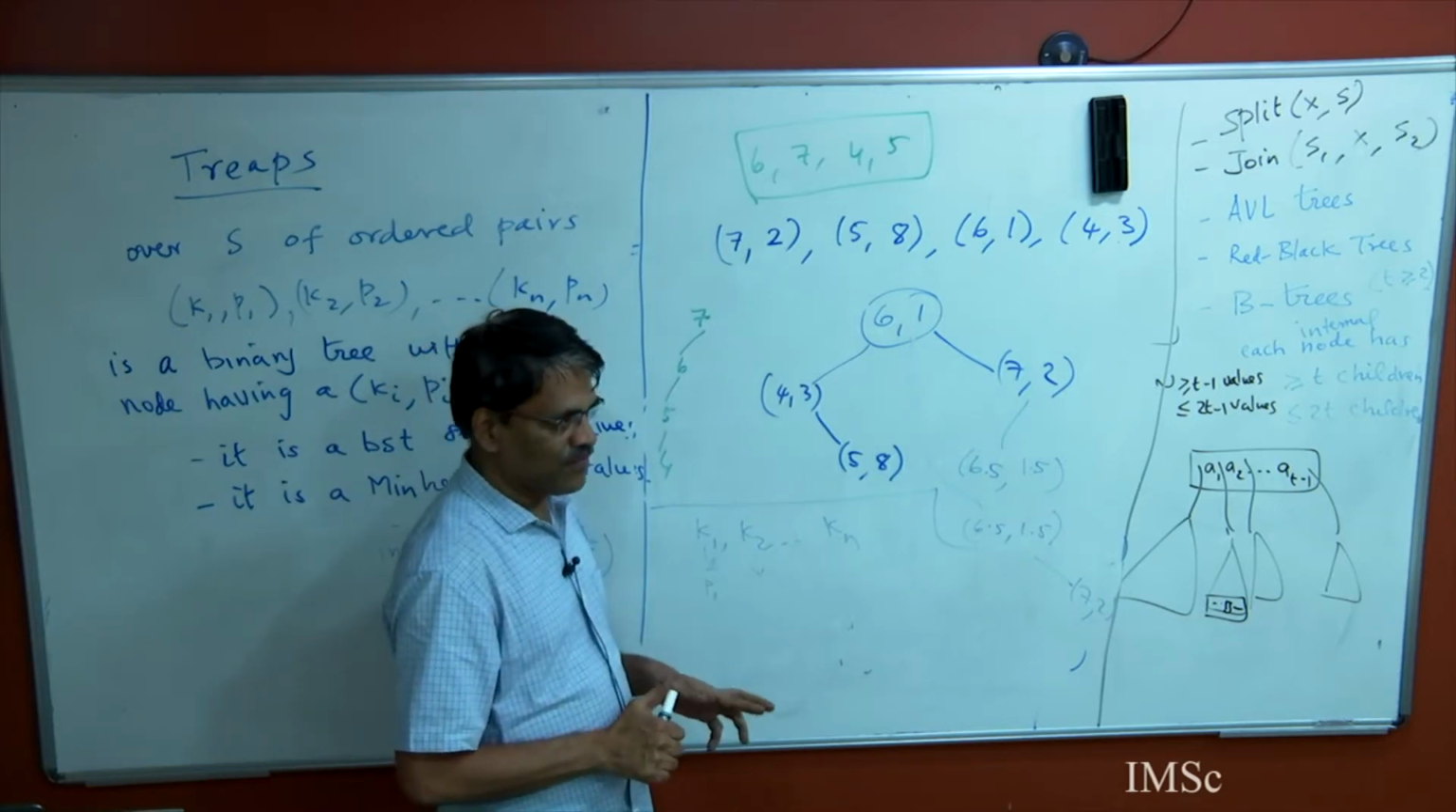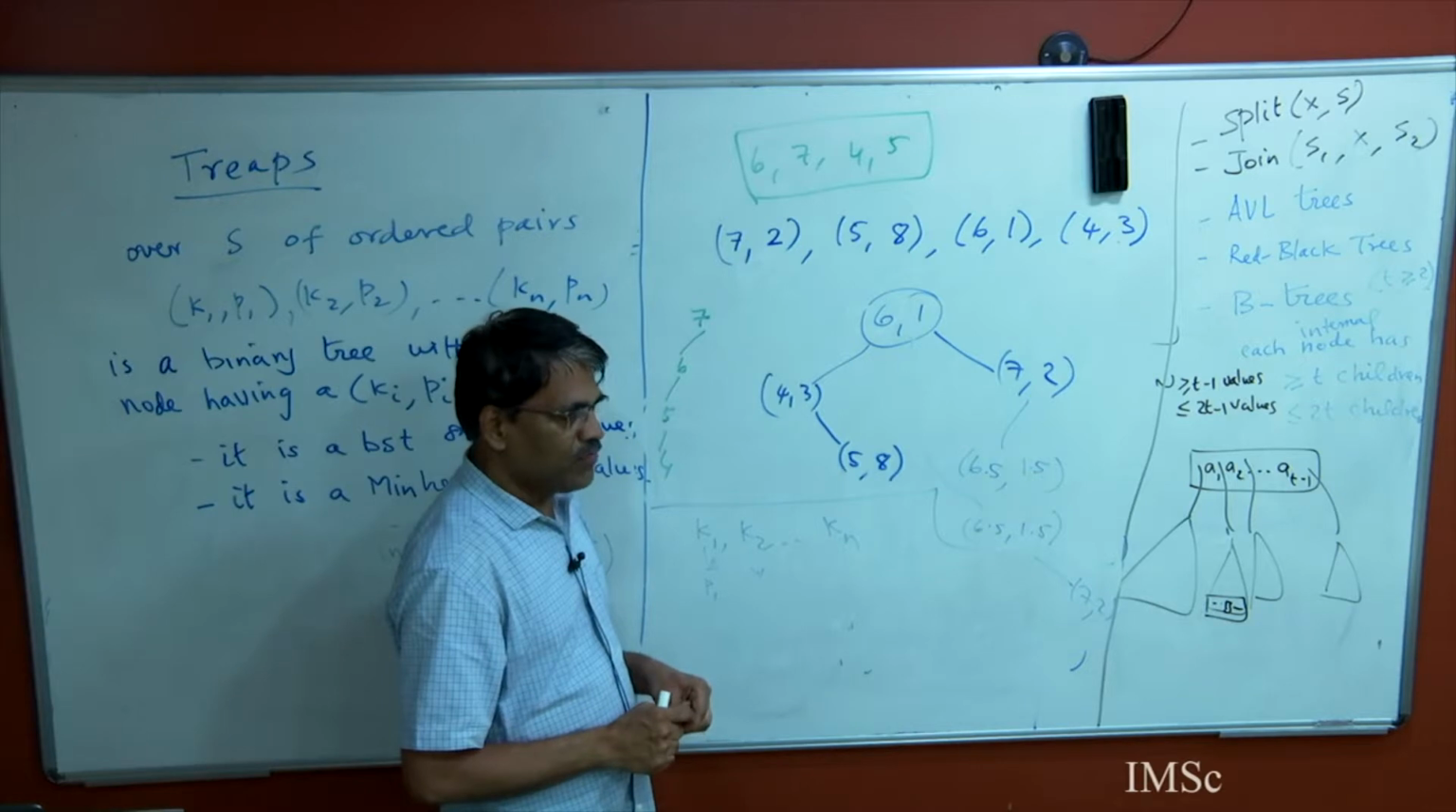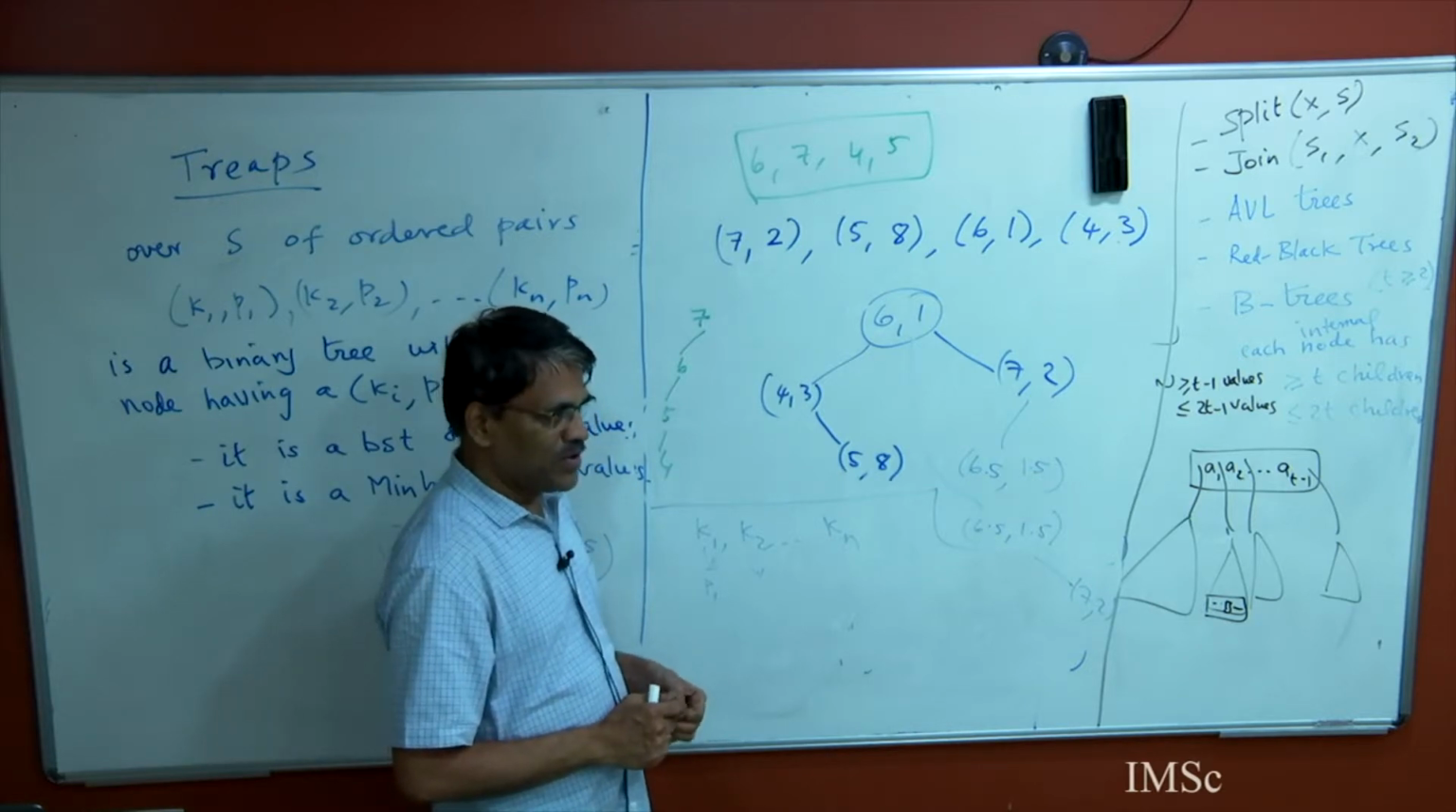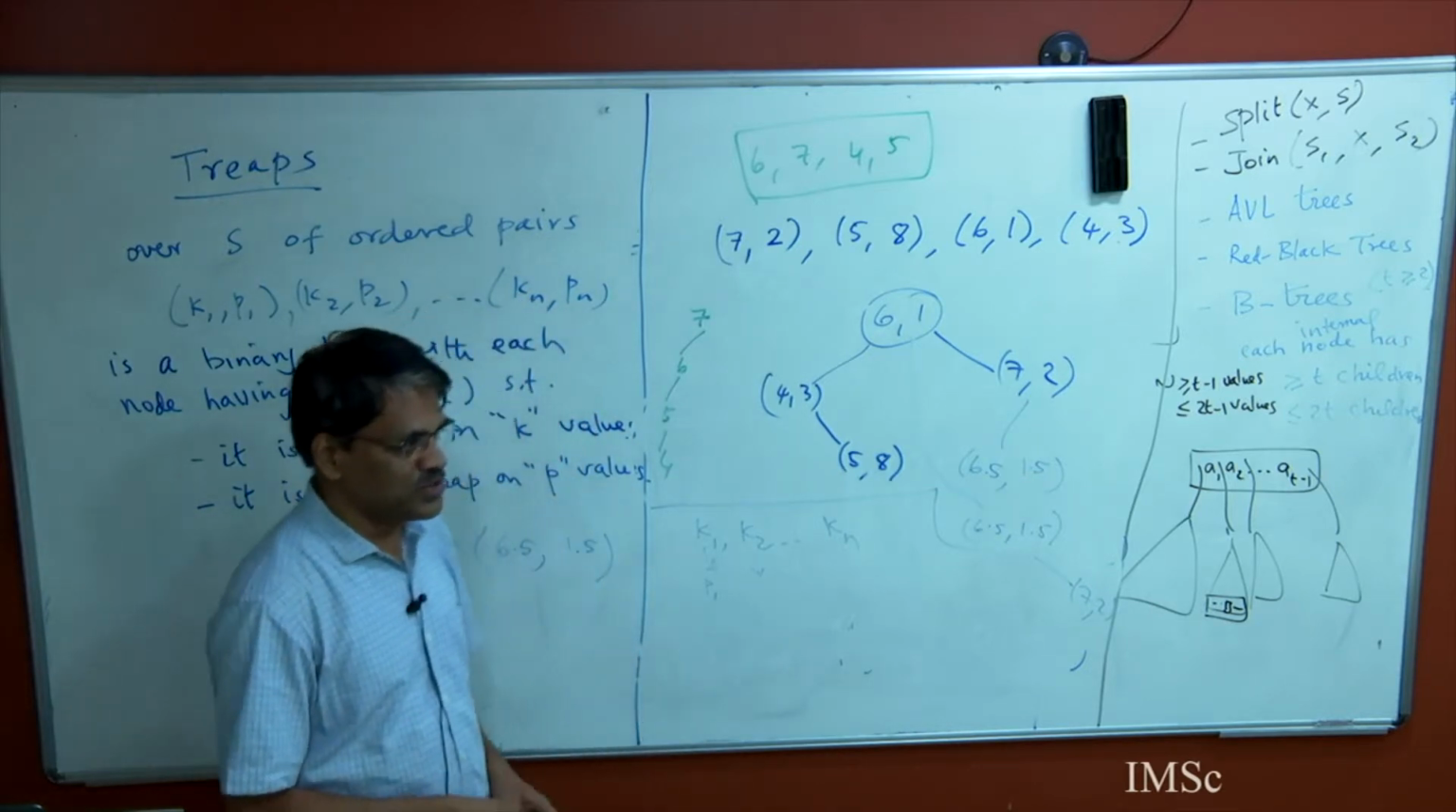Do we need to know the fixed length? I mean, how many keys we have? We don't need to know, because the priority is some random number between 0 and 1.